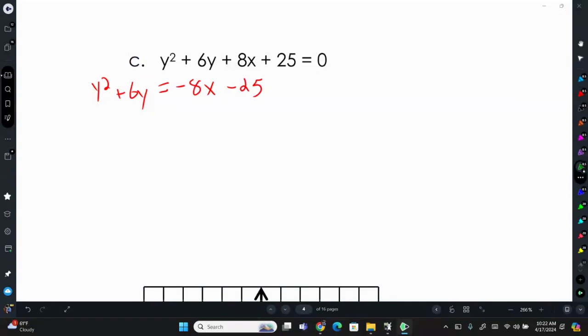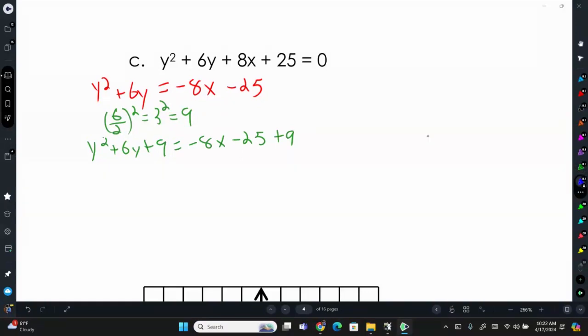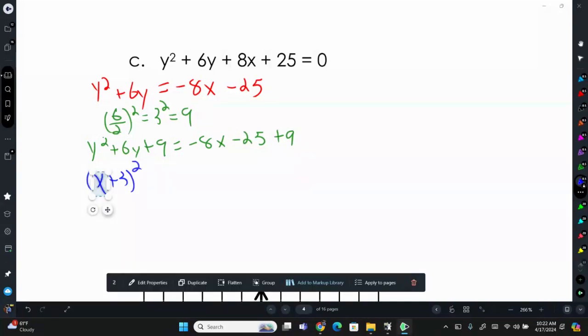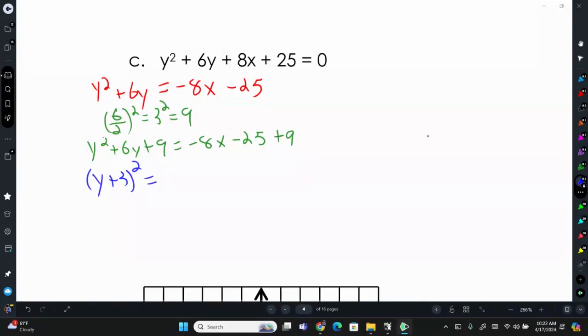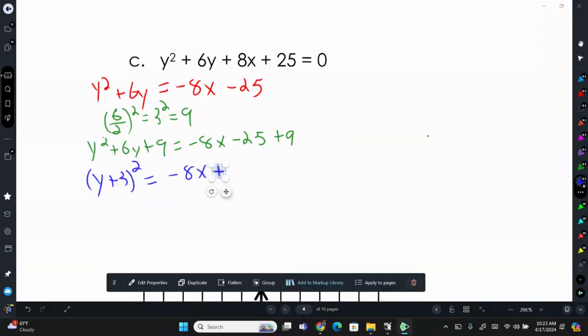Now we're going to complete the square with y. So (6 divided by 2) squared equals 3 squared, which is 9. So on the left side, it's going to be y² + 6y + 9 = −8x − 25 + 9. So the left side is going to be (y + 3)². Equals −8x − 16.